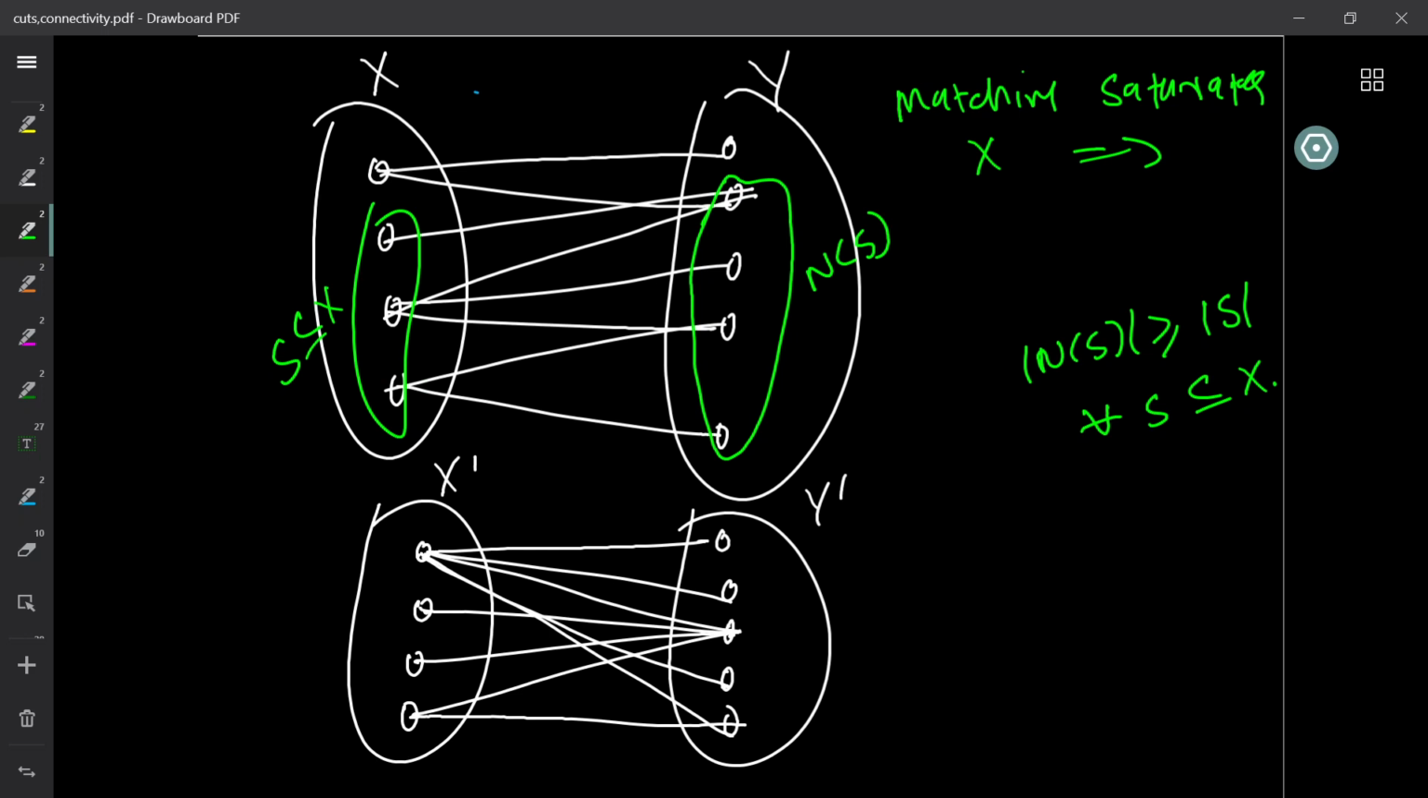Suppose we have a bipartite graph, and we are looking at matchings in the bipartite graph. Now suppose we have a matching that saturates all the vertices of X. Let's say the matching saturates all the vertices of X.